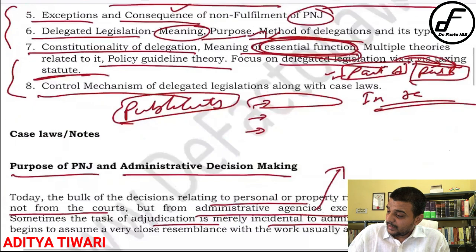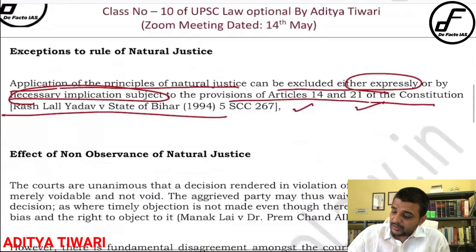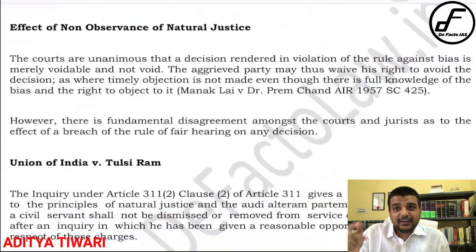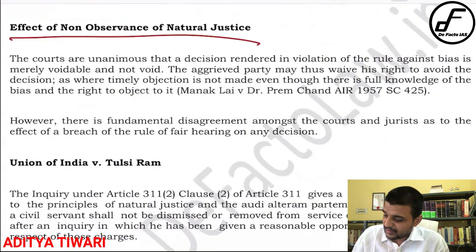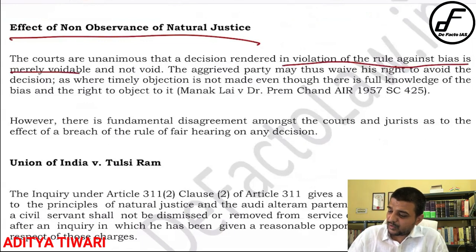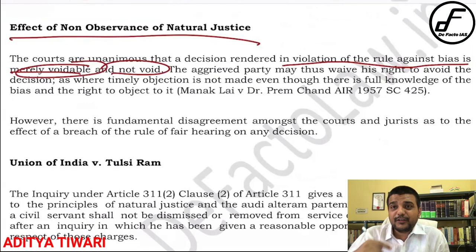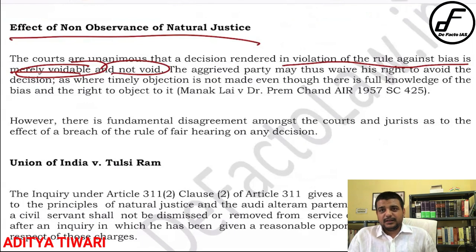Then effect of non-observance, right? One is the waiving and here is the non-observance. See, the courts are unanimous that a decision rendered in violation of rules against bias is merely voidable, not void, right? And voidable at the option of the party who has been wronged, जिसको नुकसान हुआ है natural justice नहीं follow करने से, ठीक है ना?